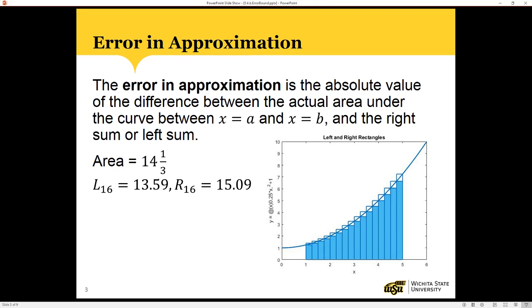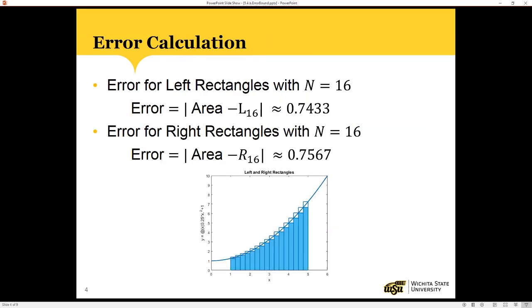The actual area under the curve is 14 1/3 square units. But the left sum gave us 13.59 and the right sum gave us 15.09. So we can calculate the error. The error for the left rectangles is the absolute value of the difference between the true area under the curve and the left rectangle sum, and gives us an error of about 0.7433. We are rounding it off. The error for the right rectangles came to 0.7567.